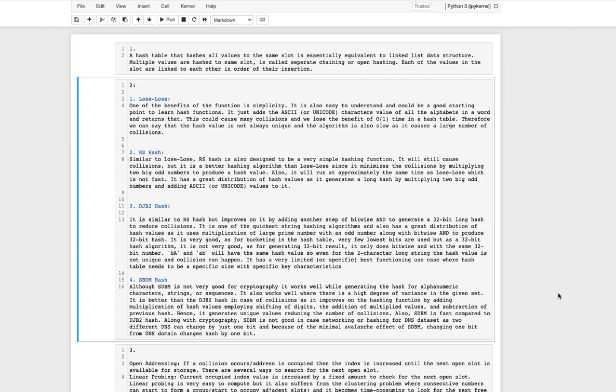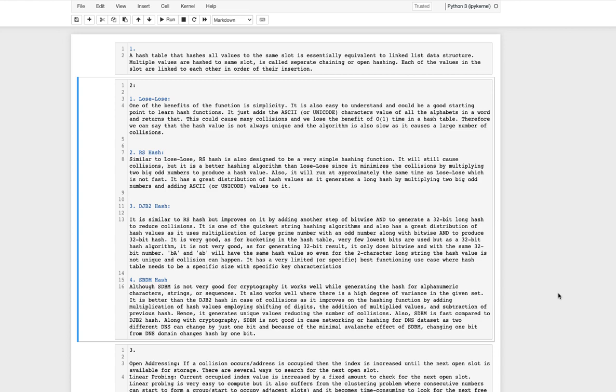Although SDBM is not very good for cryptography, it works well while generating the hash for alphanumeric characters, strings, or sequences. It also works well where there is a high degree of variance in a given set. It is better than the DJB2 hash in case of collisions, and it improves the hash function by adding multiplication of hash values, employing shifting of digits, addition of multiplied values, and subtraction of the previous hash. Hence, it generates unique values, reducing the number of collisions.